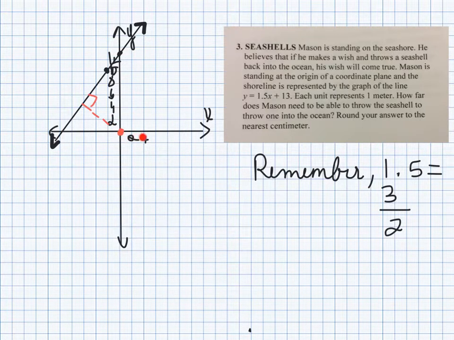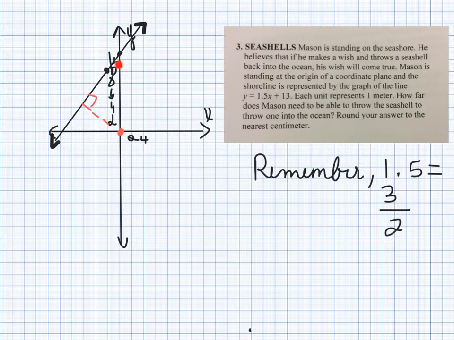And I've put the scale as 2, 4, 6, etc. And you can see the scale above as well. So here's where he's standing. So here's where Mason is. And the shoreline is represented by the line 1.5x plus 13. So 13 is about here. And then I go down 3 over 2 or up 3 over 2. Remember that each one is 2.